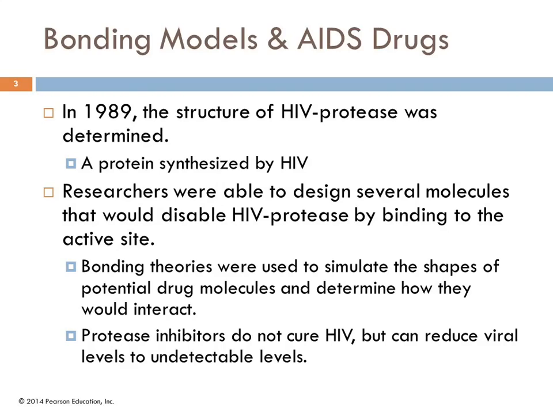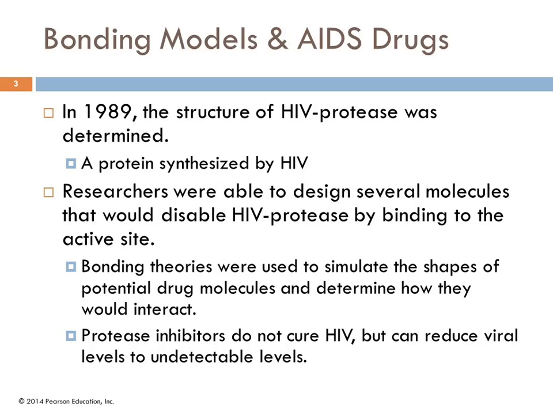So they designed several molecules that disable HIV protease by binding to the active site. It's an enzyme. And so how do you do that? Well, do you just try random stuff? You could, but that's going to take a long time, and research is expensive. So what they did is, now that they knew the structure, they looked at the structure of the active site, and they looked for molecules that would bind in there and compete with the natural substrate for the protease. And that makes your research much more efficient.